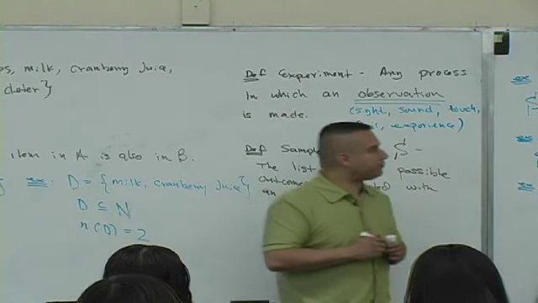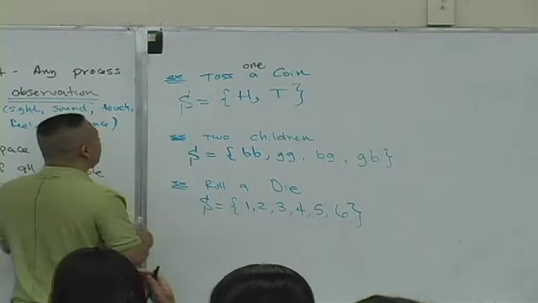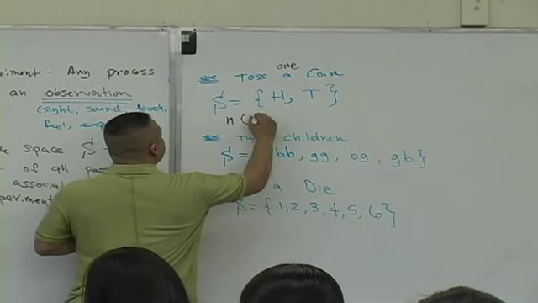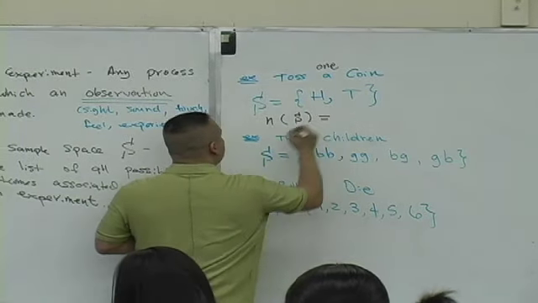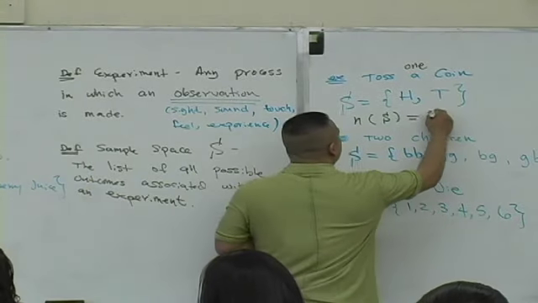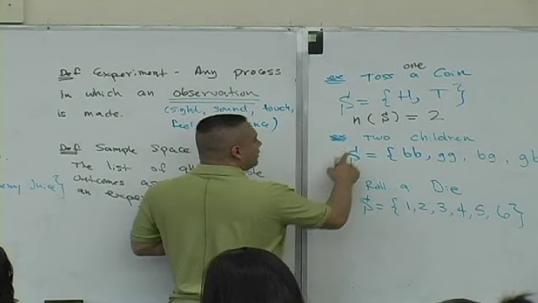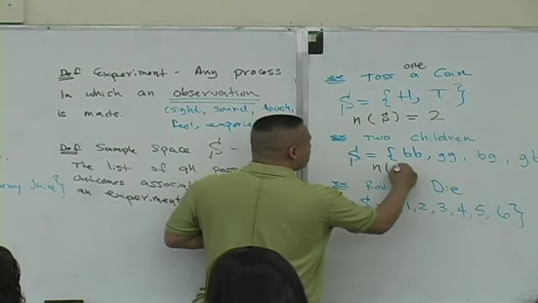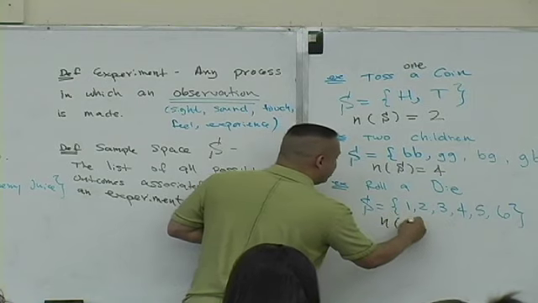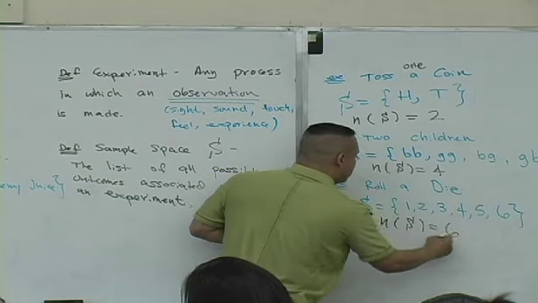Let's note: for the experiment of tossing a coin, what is N of S? What's N of S here? Two? For the experiment of having two children, what's N of S? For the experiment of rolling a die, what's N of S? 6.